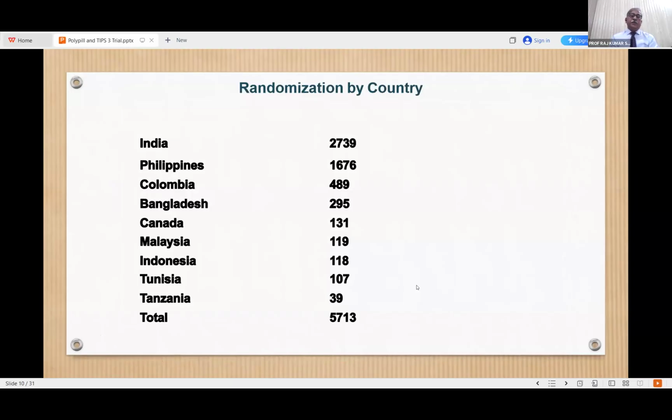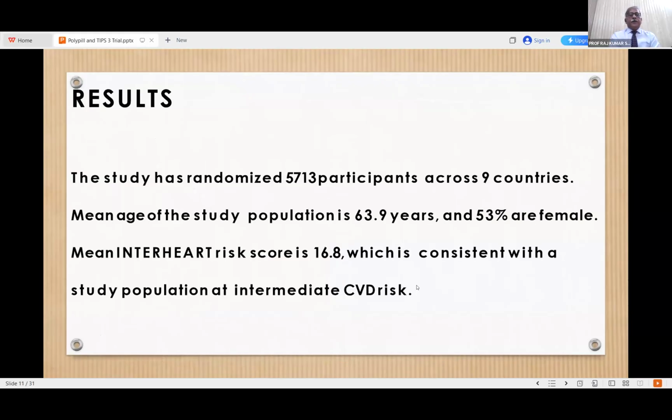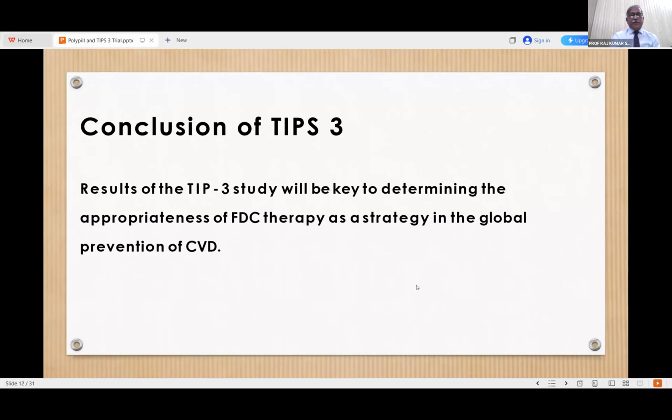And interestingly, nine countries participated, and most of the people were from India, followed by Philippines, Colombia, Bangladesh, Canada, Malaysia, Indonesia, Tunisia, and Tanzania. So the study randomized 5,713 participants across nine countries. Mean age of the study population is 63.9 years, and 53% are females, so more than 50% are females. Mean INTERHEART score was 16.8 and is consistent with a study population at intermediate risk.